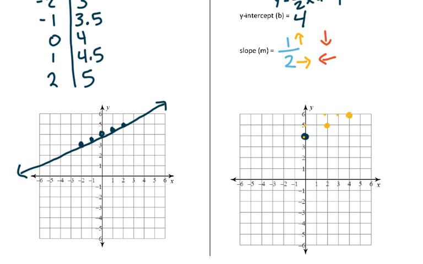I could also go in the reverse direction. So here I count down 1, to the left 2. Down 1 to the left 2, down 1 to the left 2. We still take our ruler, we draw our line in, arrows on the end.